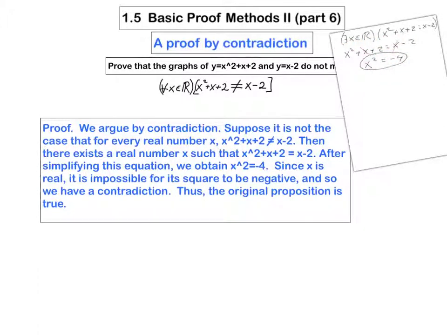And now I basically want to describe this calculation here and what it led to. So I say, after simplifying this equation, we obtain x squared equals minus 4. I don't think any more detail than that is needed here. And now we explain why that's impossible. Since x is real, it is impossible for its square to be negative, and so we have a contradiction. Now, the moment you achieve your contradiction, you have the right to say that the original proposition is true, and that completes the proof.